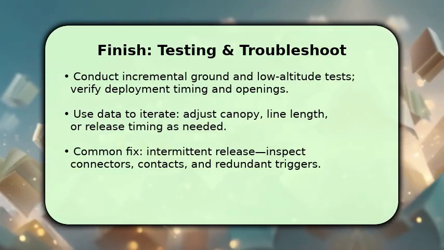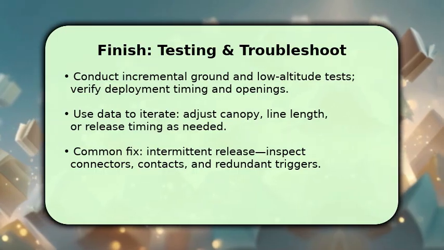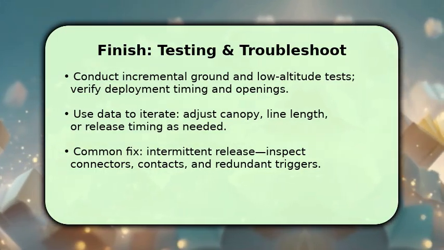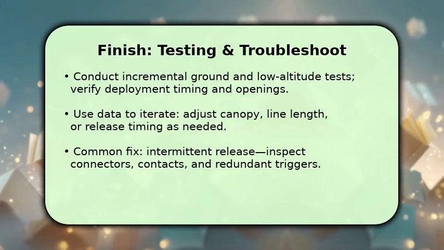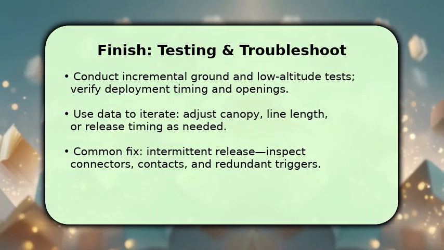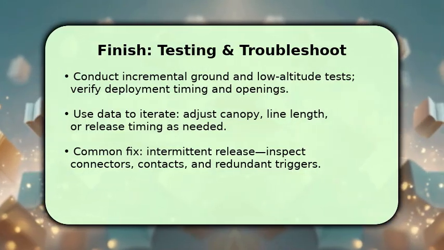If deployment is intermittent, inspect connectors, electrical contacts, and redundant trigger paths for corrosion or poor seating. Replace suspect components and retest. Remember, don't proceed to higher-risk trials until each stage meets clear, documented safety criteria.